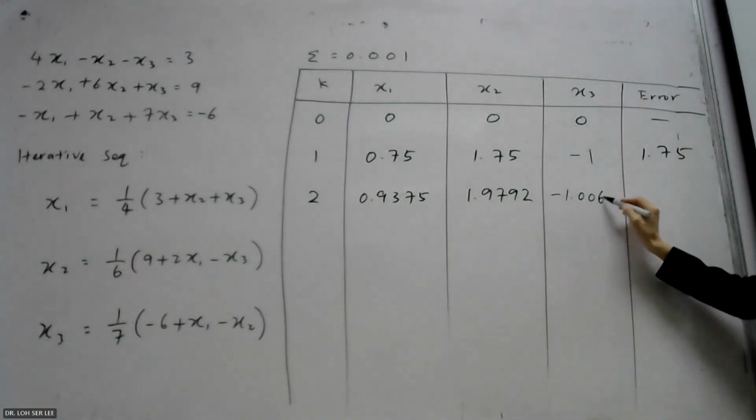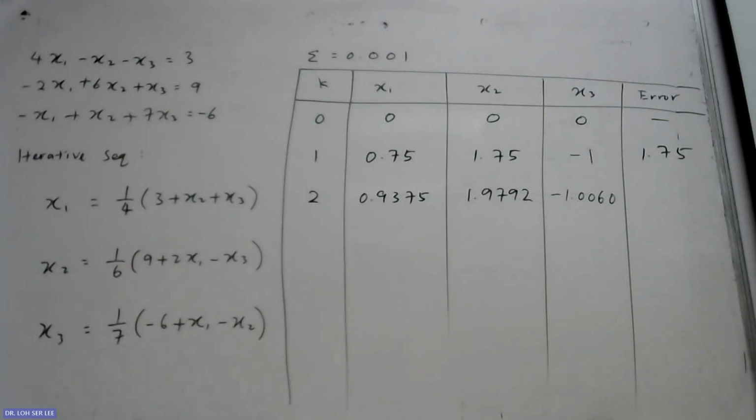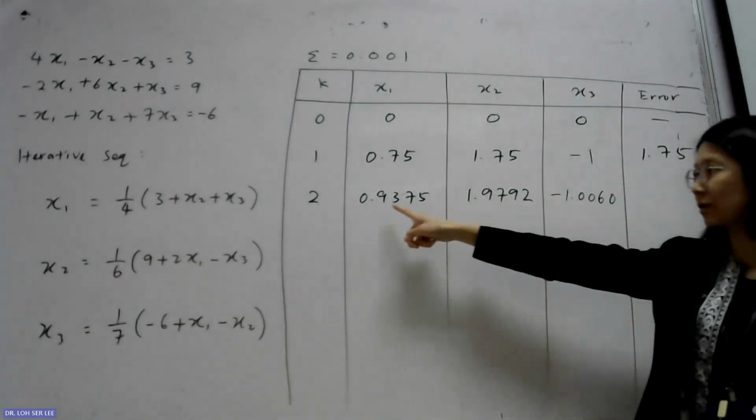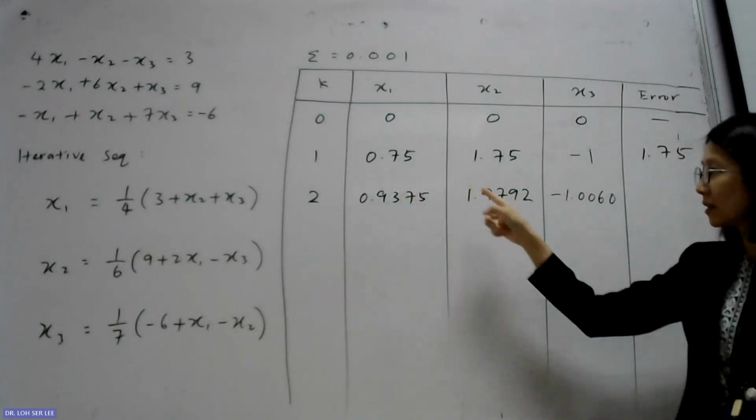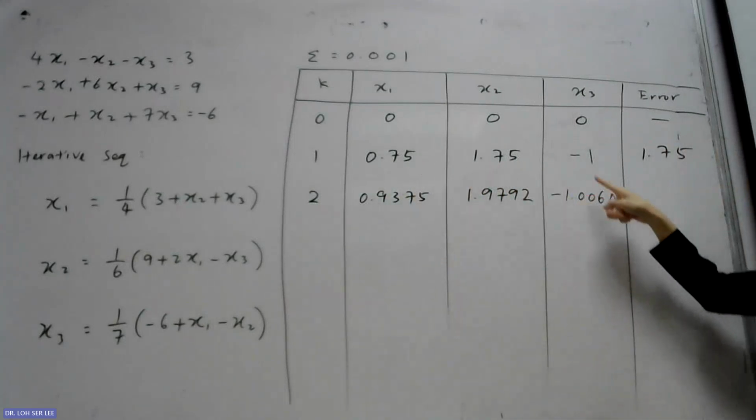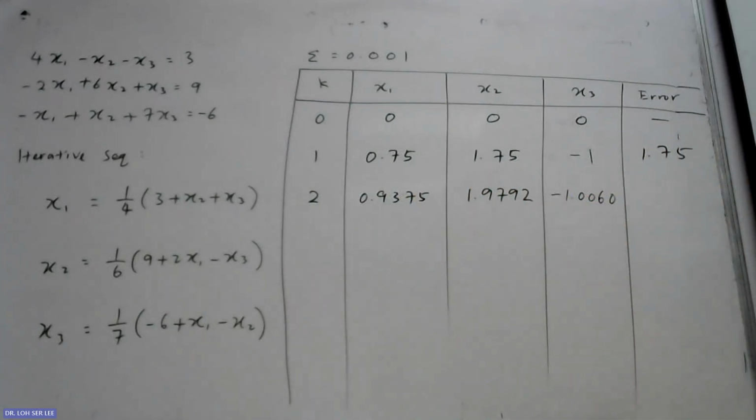Okay, x3 is negative 1.006. So the error is 1.9. To get the error, use this one minus this one, and this one minus this one, and find the largest difference.